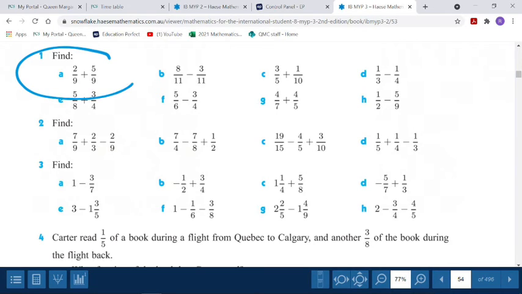So looking at 1a, we have 2/9 plus 5/9. This one's easy because in order to add or subtract fractions, you need to have a common denominator, and the denominator is already the same. If that's the case, then you just add the numerators and keep the denominator. But I just want you to practice using the calculator.